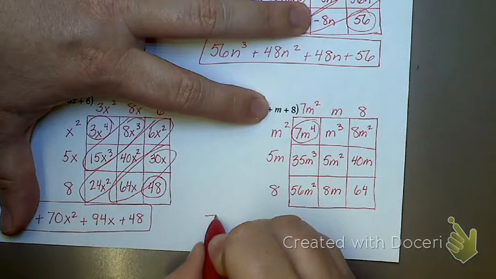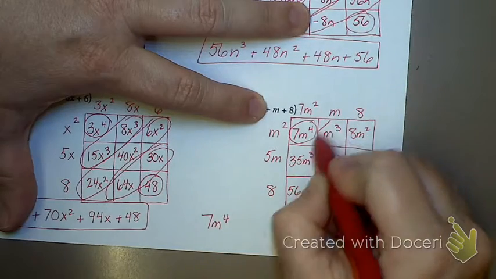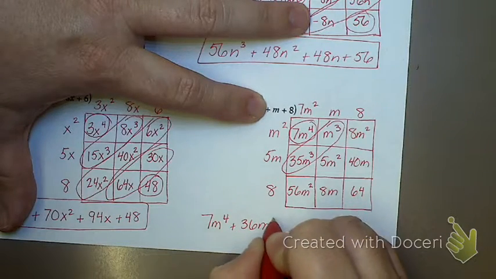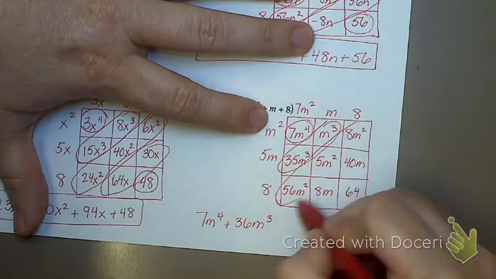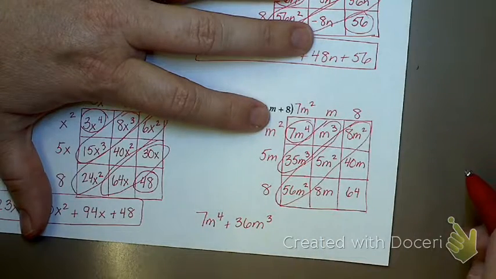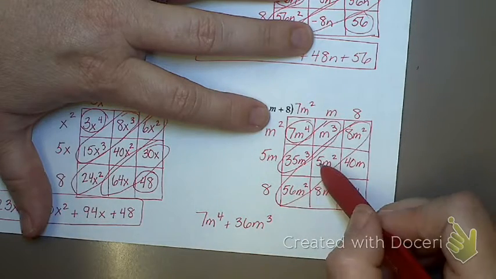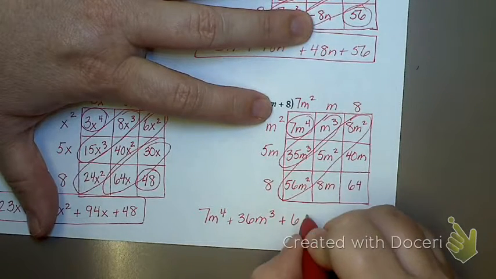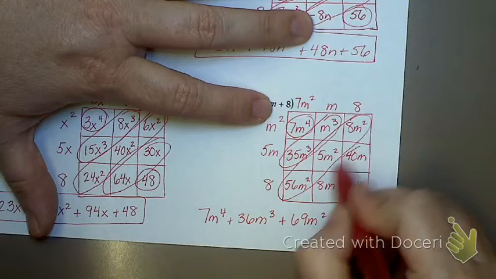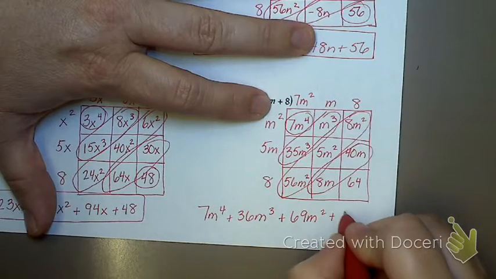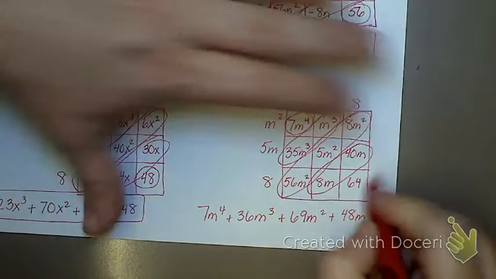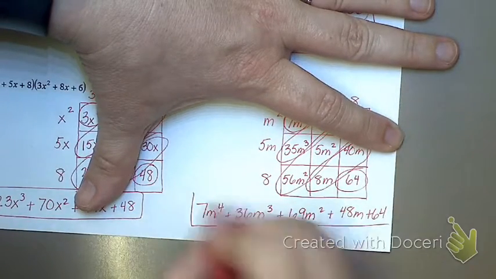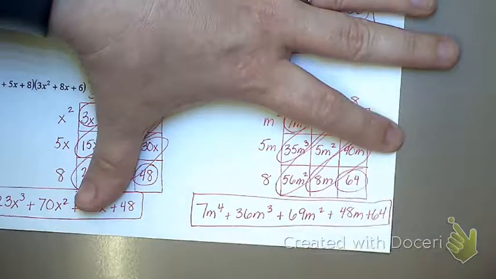7m to the 4th, 35m to the 3rd, and m to the 3rd would be 36m to the 3rd. This one, let's see, 56 and 5 would be 61, and 8 would be 69m squared. And then I have plus 48m. And finally, plus 64. Box my answer, and I am done.